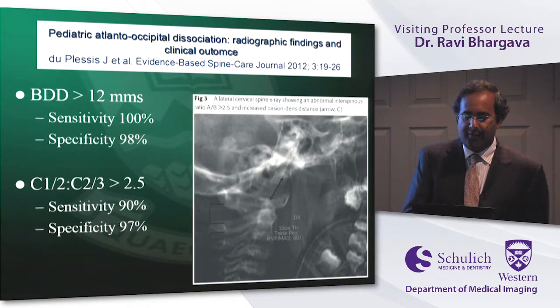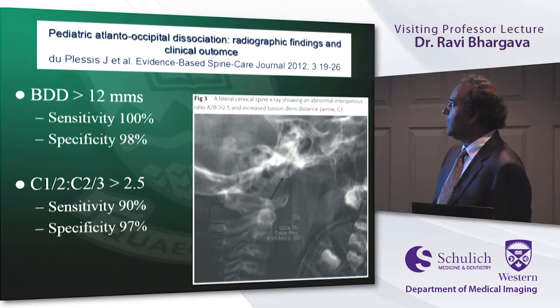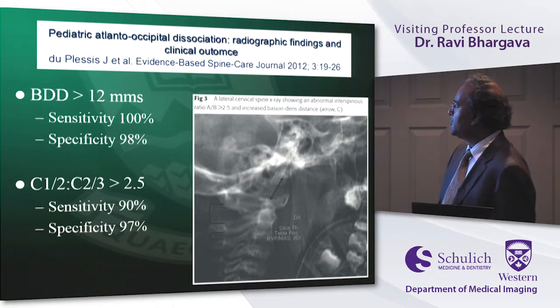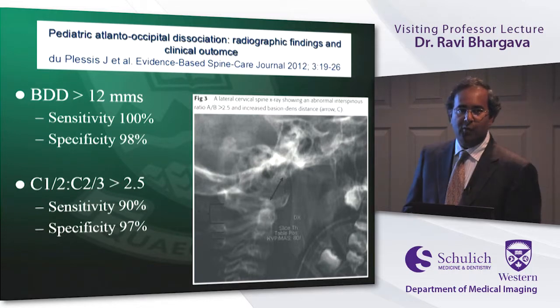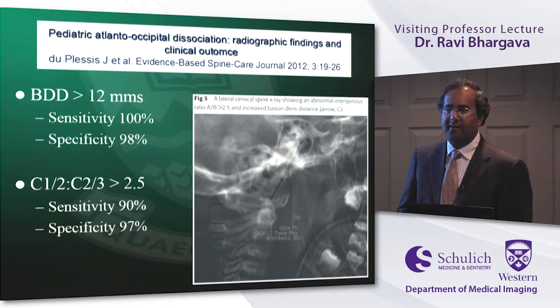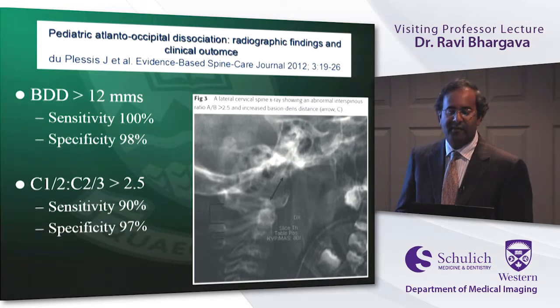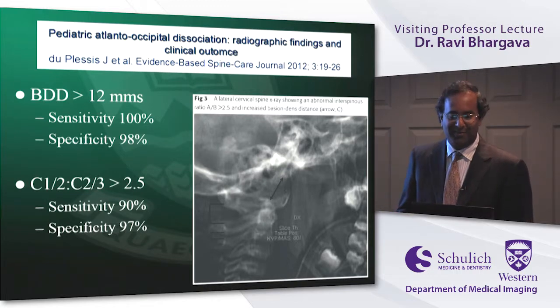And there's been a number of papers looking at different plain film findings to try to diagnose atlanto-occipital dissociation. One of them that was used is the Basion-Dens distance. You can measure that distance as outlined on this study, and if it's greater than 12 millimeters, this has a sensitivity of 100% and a specificity of 98%. With such high numbers, it's got to be wrong, but that's what's published.